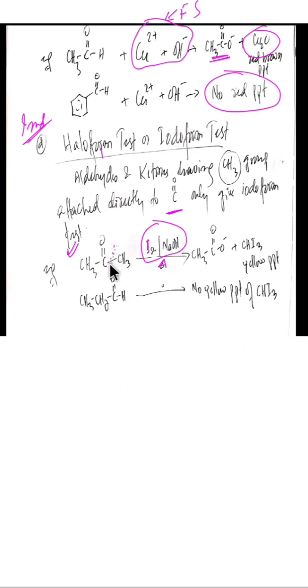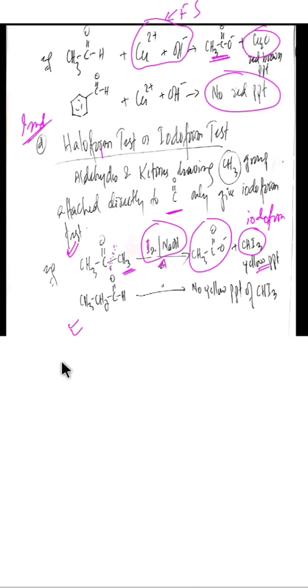So this bond is broken, and this part is oxidized to carboxylate ion, and this CH3 part is converted into CHI3, which is our iodoform. So the color of iodoform is yellow. So if yellow PPT comes out, then that particular compound contains CH3 directly attached to CO. So suppose I am giving this aldehyde in which CH3 is present, but this CH3 is not directly attached to CO. So there will be no iodoform test. There will be no yellow PPT of CHI3.